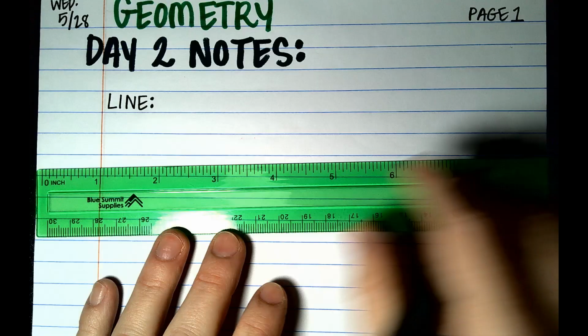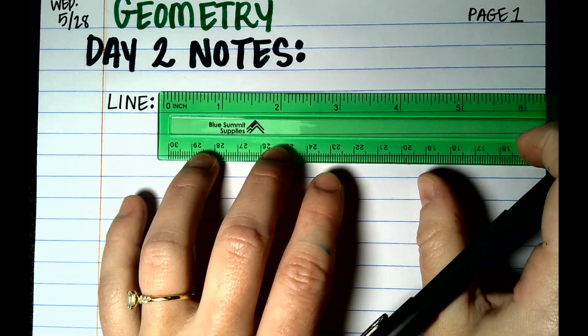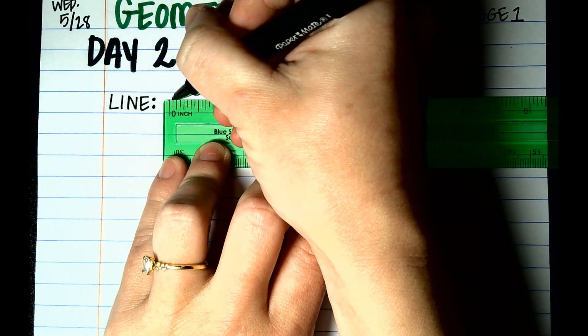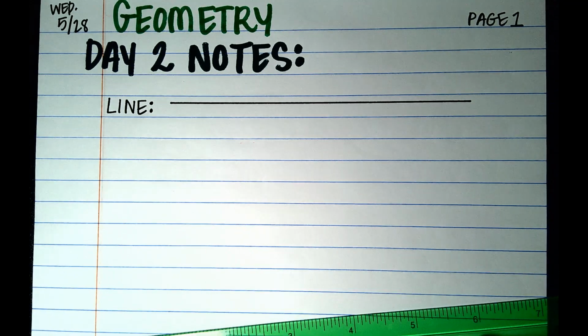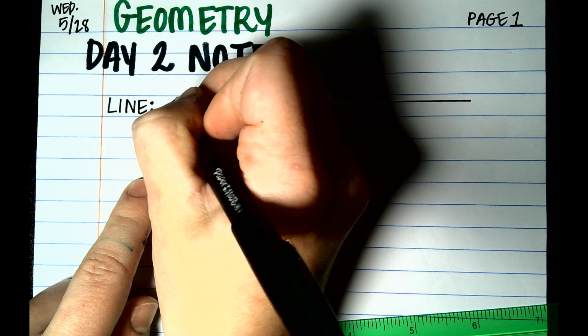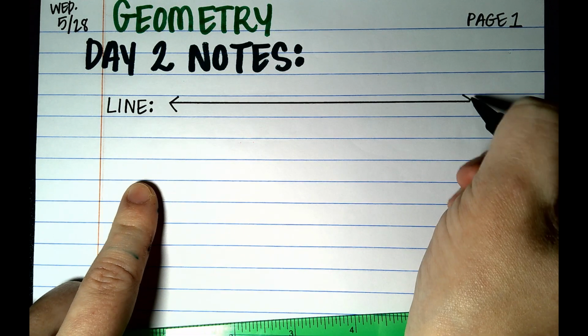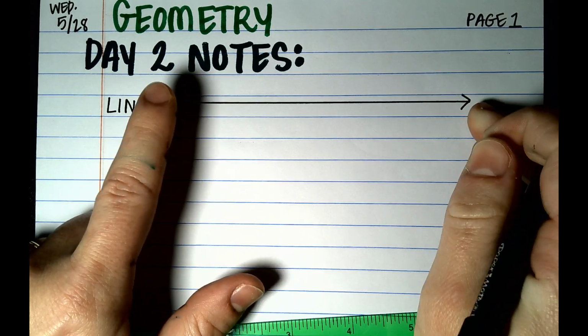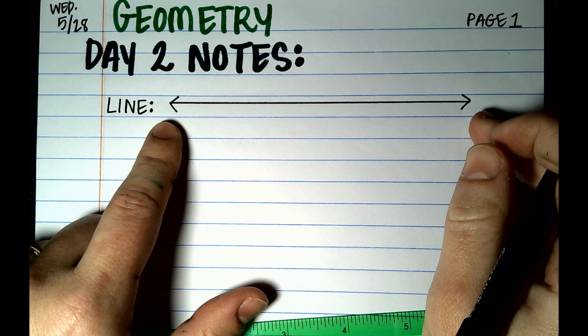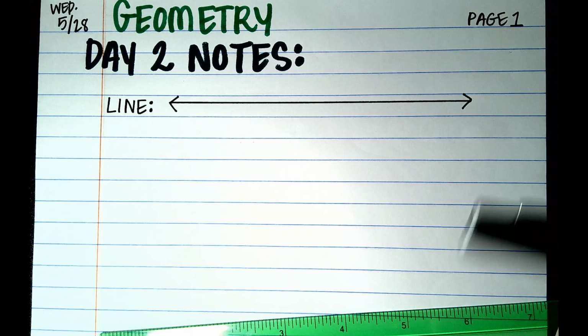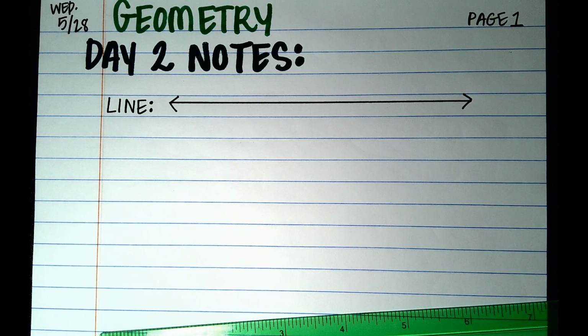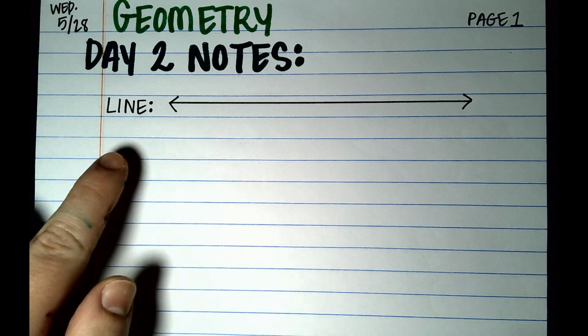Line. A line, something that looks like this. It goes straight across in two directions, and we put arrows on the end of each side, on each end of the line. And that shows that our line extends in both directions forever, infinite. It never ends. A line has no end points.